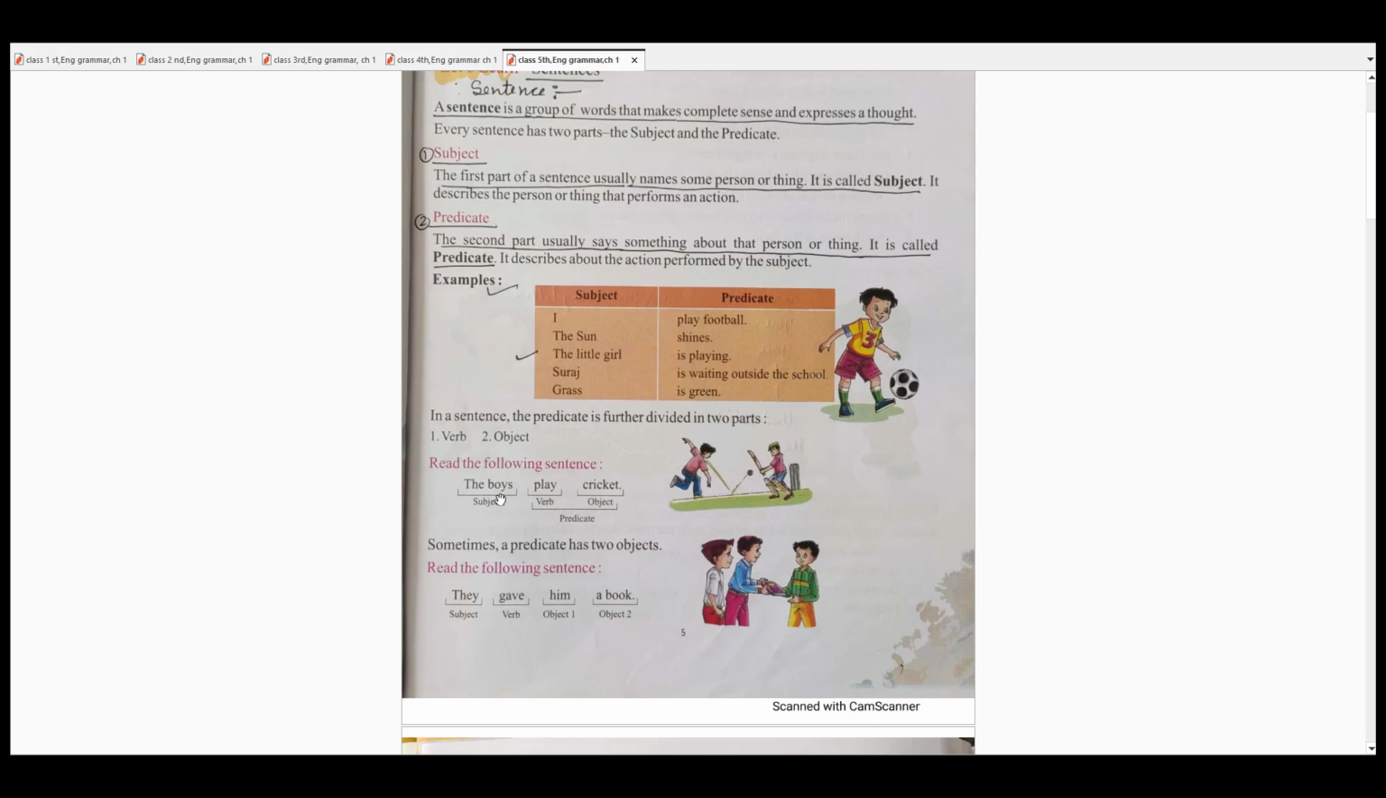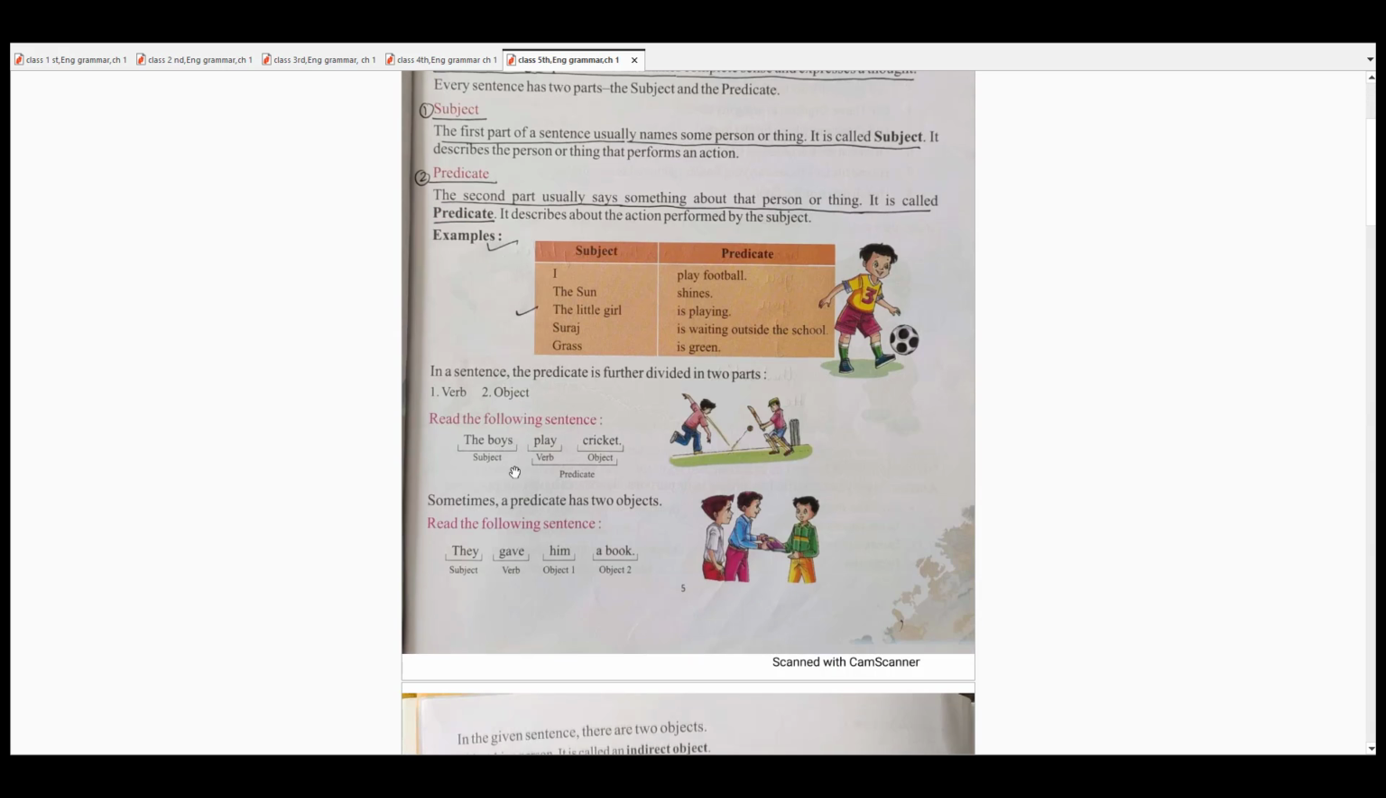So let's take one more example. The boys play cricket. So what is the subject here? First question I will ask to myself. Who is playing cricket? The boys are playing cricket. Therefore, the boys is subject. What are boys doing? Boys are playing cricket. Therefore, predicate will be play cricket. So we understood that subject is the boys and predicate is play cricket.